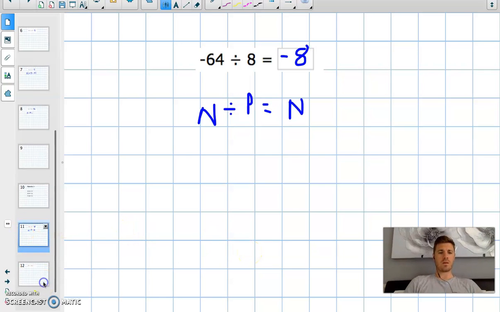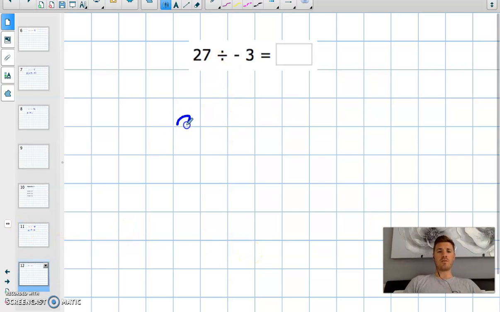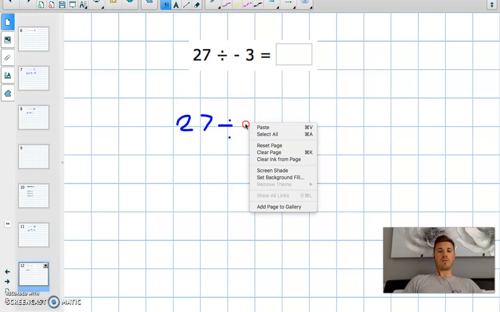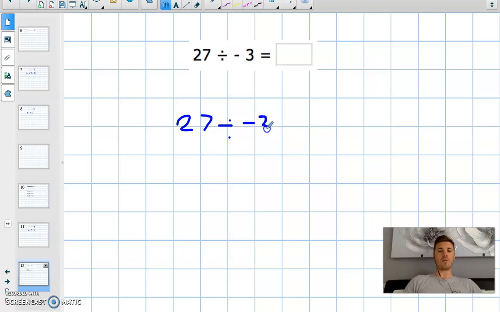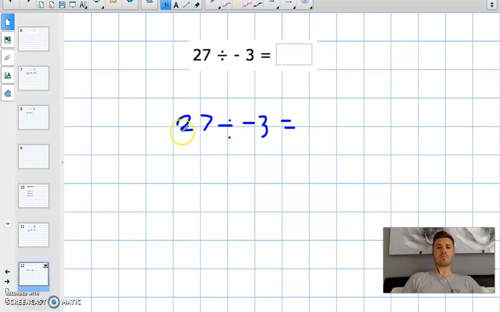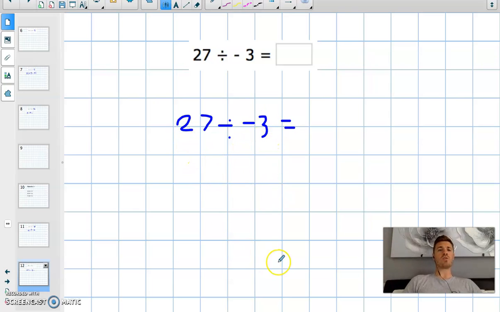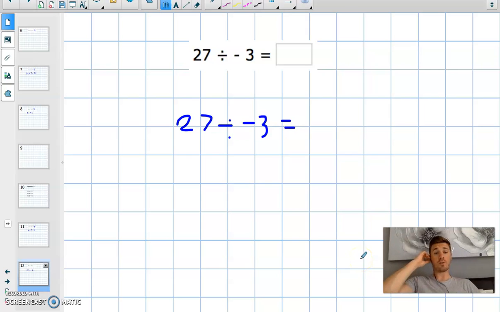Okay? And then finally, 27 divided by -3. So I'm just going to write this one out for you. What can you tell me about these two symbols? I'll tell you what, I'm going to pause the screen there. So you pause the screen yourself, give that a go, and then replay and I'll go through the answer. Okay, so pause it now.